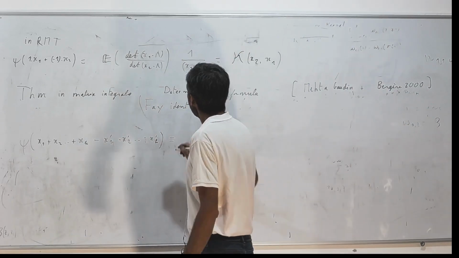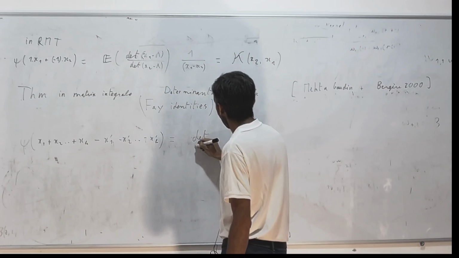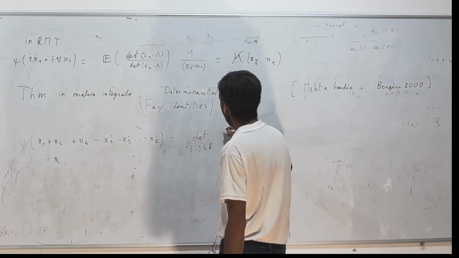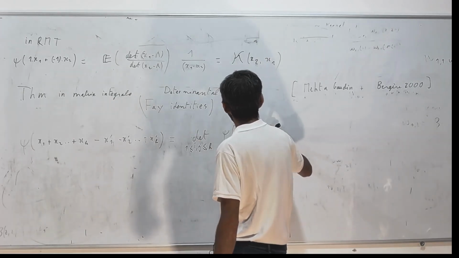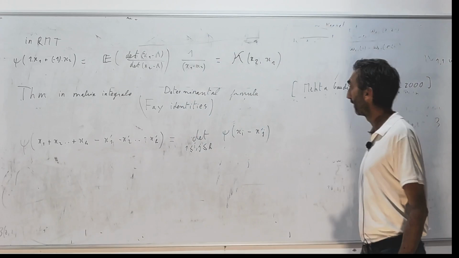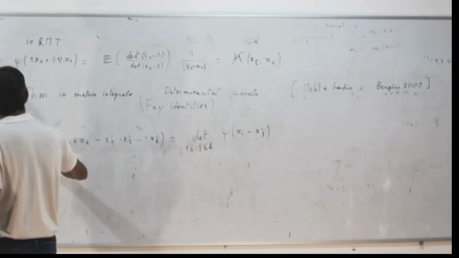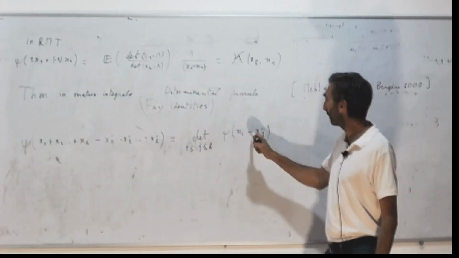And it is equal to the determinant over i and j between 1 and k of psi of xi minus x prime j. It's as simple as that. In other words, a 2k-point function is a determinant of 2-point functions.